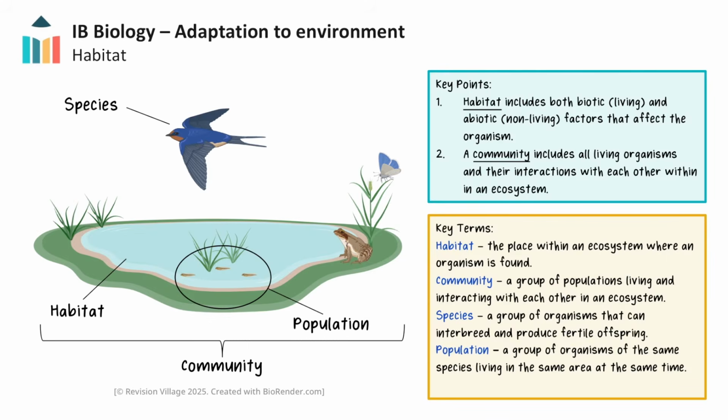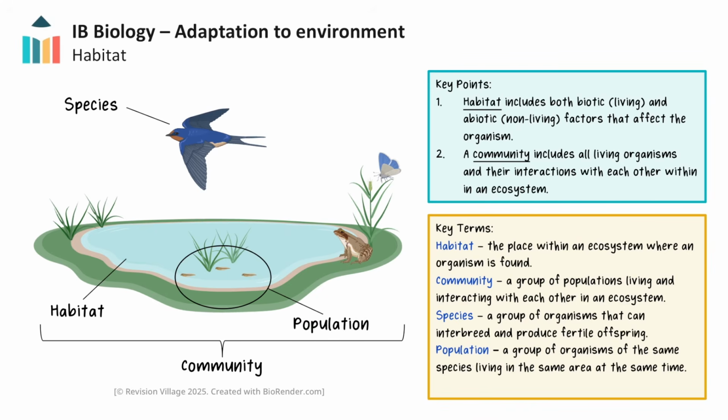Let's explore the relationships between habitats, species, populations, and communities, and how these concepts fit together in an ecosystem. Let's look at this simple pond ecosystem. You can see different organisms, plants, insects, and a bird, all interacting with their environment. This single diagram helps us understand four key ecological terms: habitat, species, population, and community.